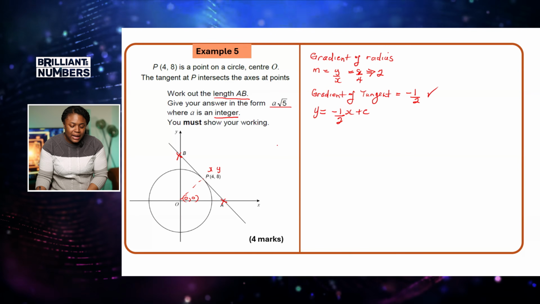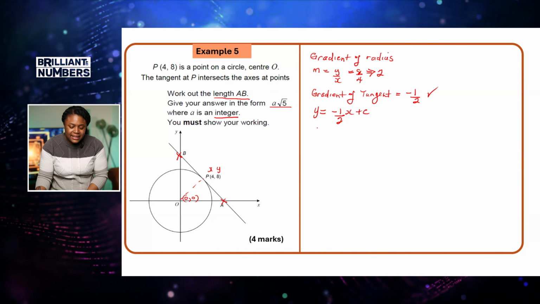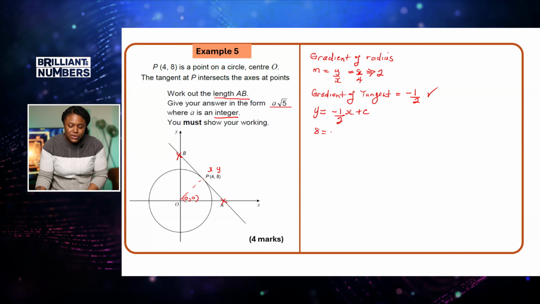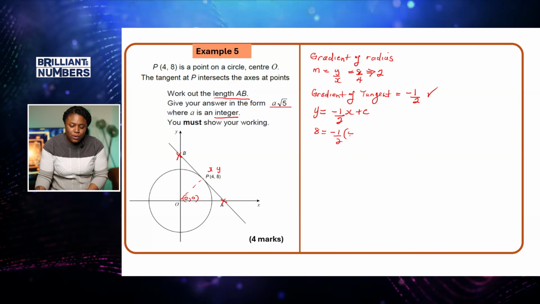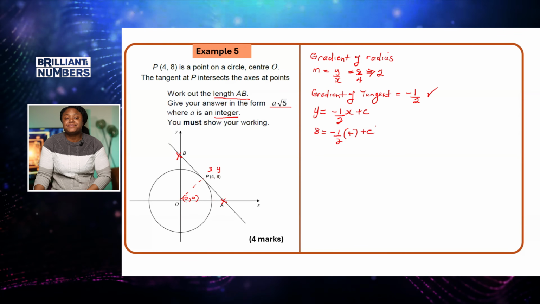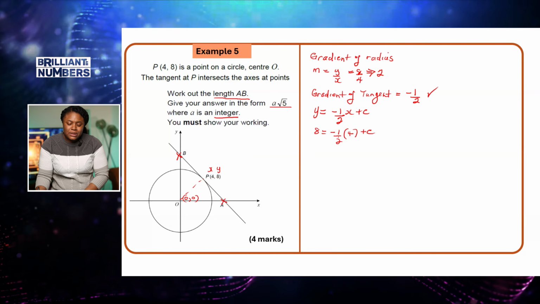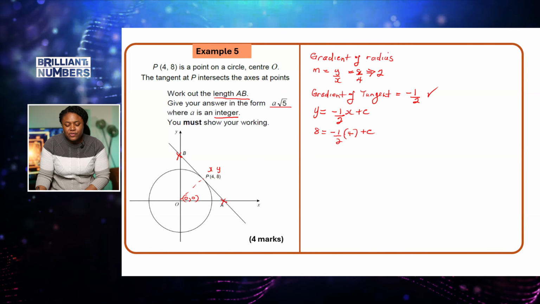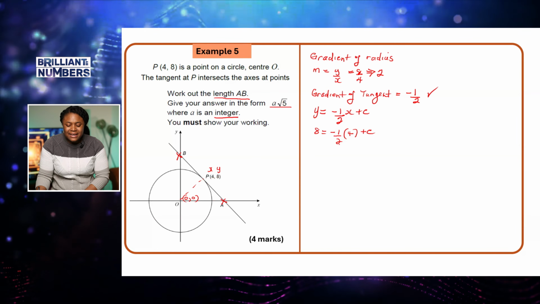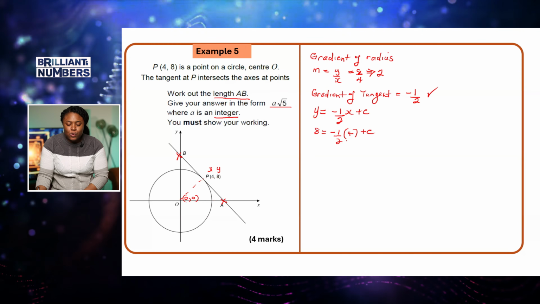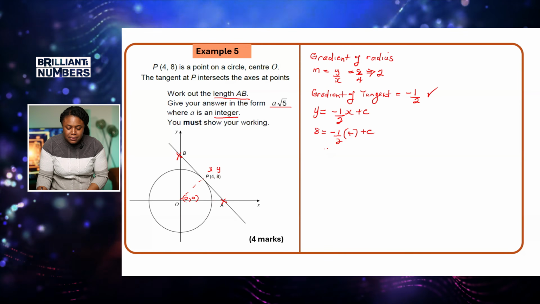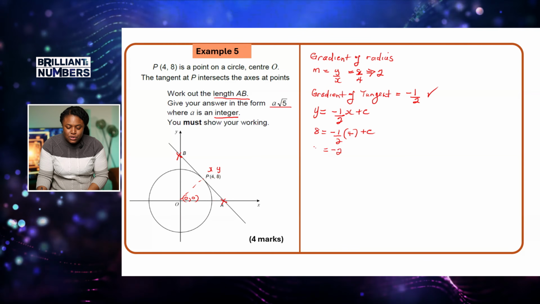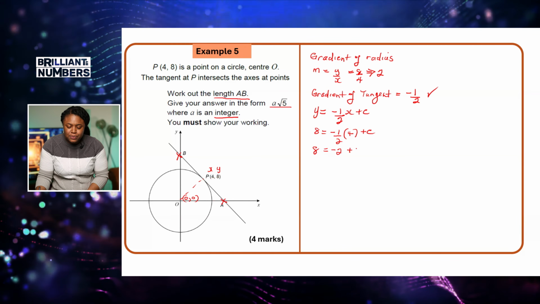So we go ahead, and y in the question is 8. So 8 is equal to negative a half, and the value of x is 4, plus c. If we find a half, minus a half multiplied by 4 will give me minus 4 halves, which is going to give us minus 2. So 8 is equal to minus 2 plus c.